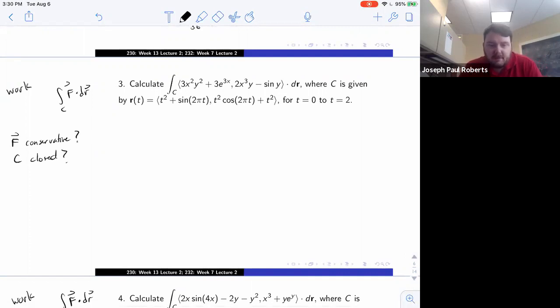So we ask ourselves, is F conservative? Is C closed? Well, for C closed, we can check what R of 0 is. R of 0 seems to be 0, 0. And R of 2 is what? Well, sine of 4 pi is 0, so I'm going to get 4. But cosine of 4 pi is 1. So I end up getting 4 plus 4, which is 8. So the start and the end point are not the same. Therefore, this is not a closed curve.